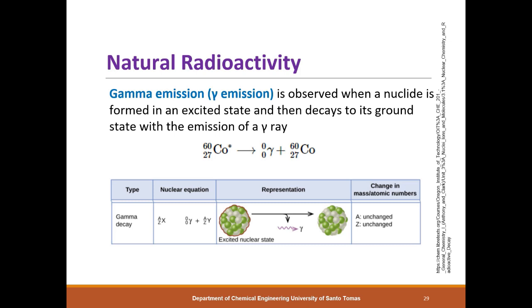Gamma emission is observed when a nuclide is formed in an excited state and then decays to its ground state with the emission of a gamma ray. The presence of a nucleus in an excited state is often indicated by an asterisk. Cobalt-60 emits gamma radiation and is used in many applications, including cancer treatment. There is no change in mass number or atomic number during the emission of a gamma ray, unless the gamma emission accompanies one of the other modes of decay.